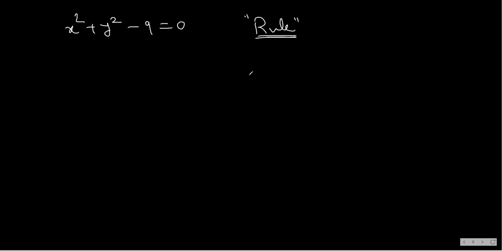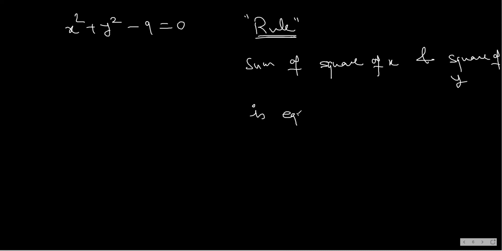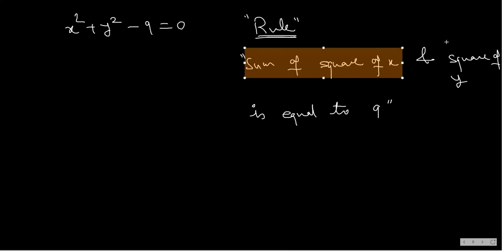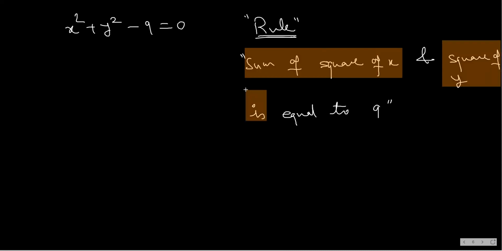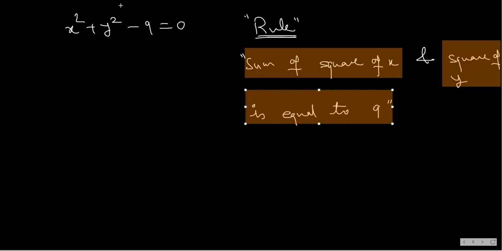The rule is the sum of square of x and square of y is equal to 9. That is the rule. What is the rule? The rule is very simple: the sum of square of x and square of y is equal to 9. That is why 9 minus 9 will be 0.